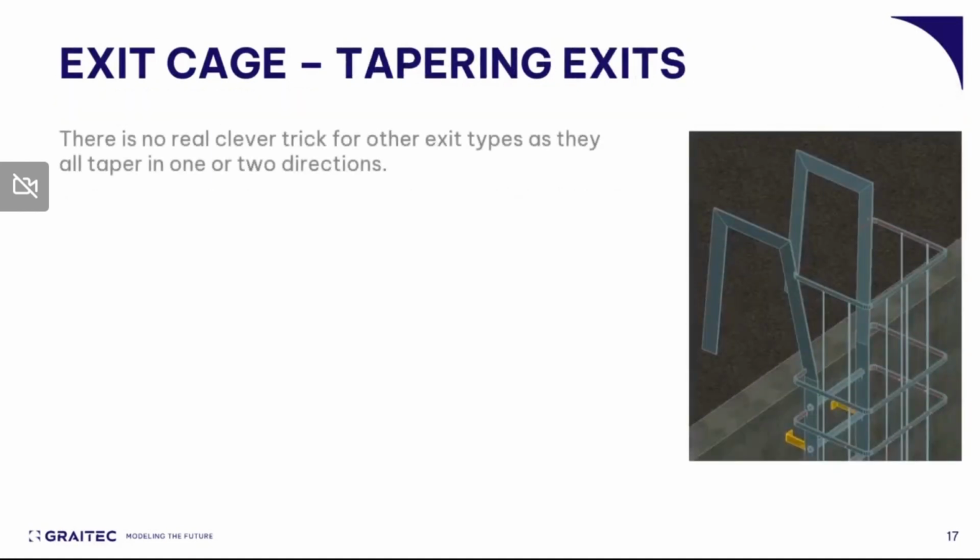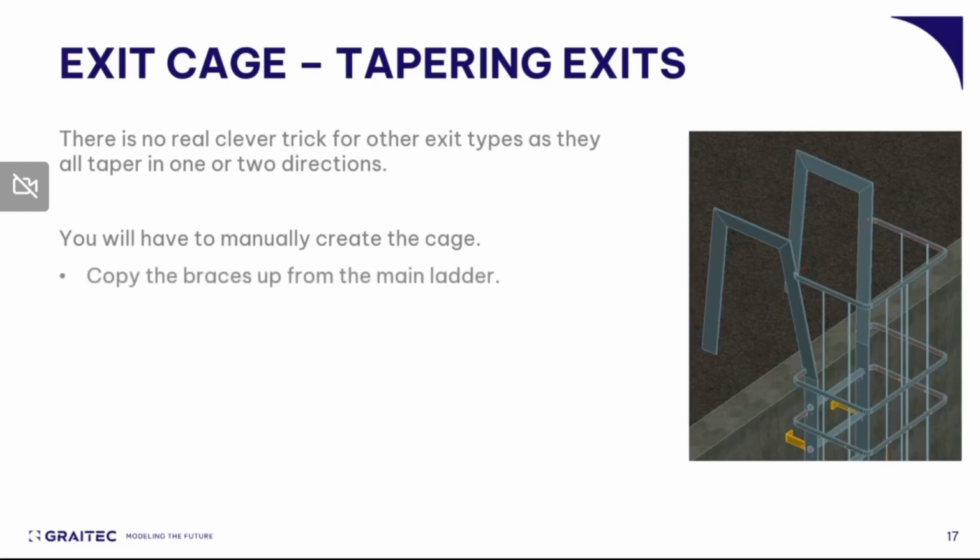That's all very well when you've got an exit type 6, but what happens if you have a different type of exit where it's tapering? Well, I'm afraid there's not really any clever trick for doing this, but the general gist is much the same. You will have to manually create the cage. You probably still want to just copy the braces up from the main ladder and adjust the bands as necessary, and maybe adjust the fitting onto the main ladder.